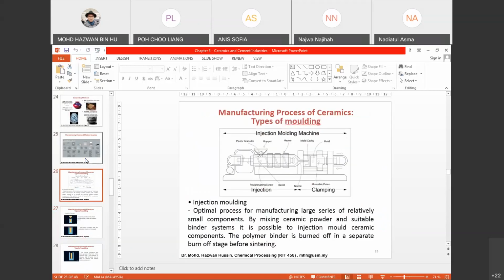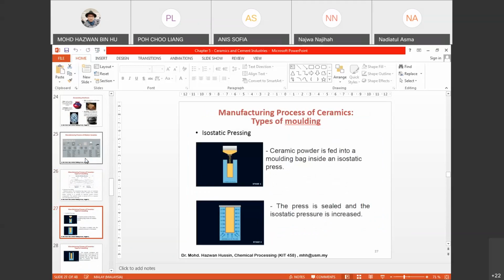Right. So we have also looked at different types of modern ceramics production, different types of molding. We have injection molding, we have isostatic pressing.